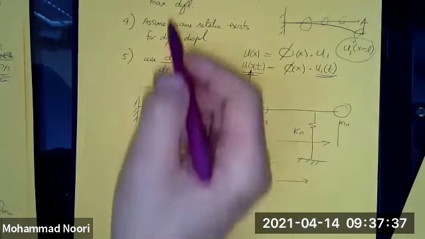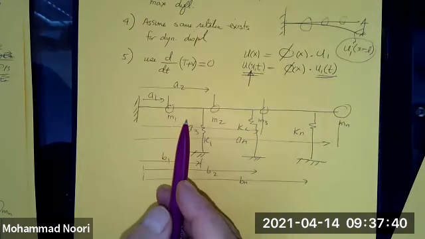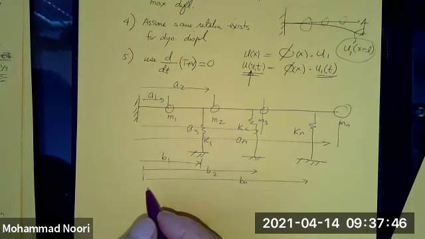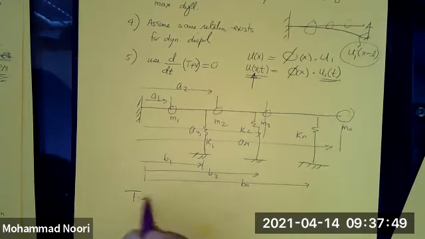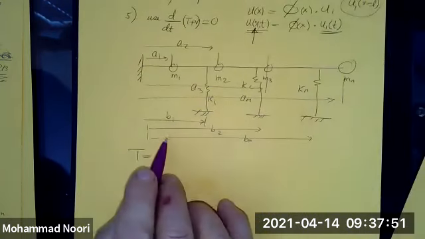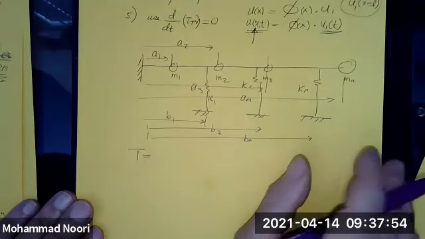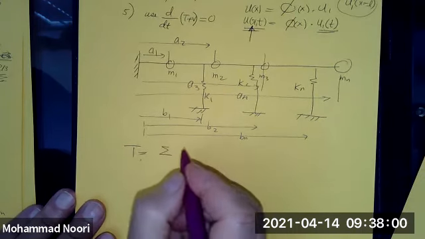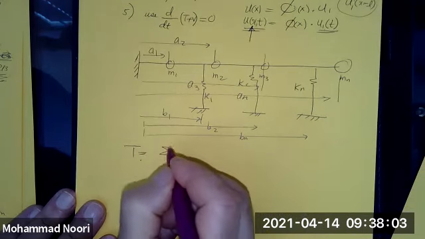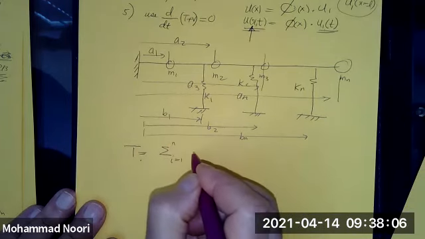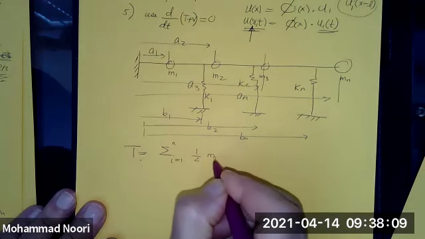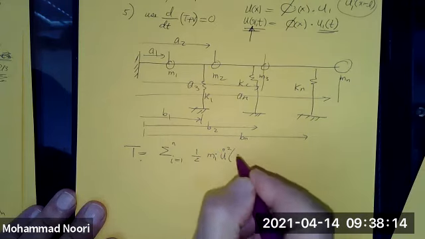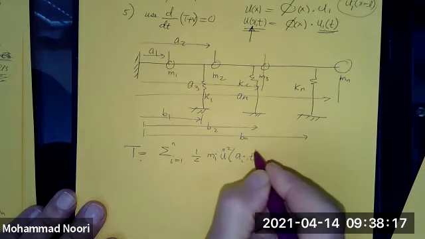Following this procedure that I just outlined, Rayleigh derived the equation for the potential and kinetic energy of this beam. The kinetic energy, you can easily show, is the sum of the kinetic energy of each individual mass: one half Mi, U dot squared, evaluated at the location of these masses.